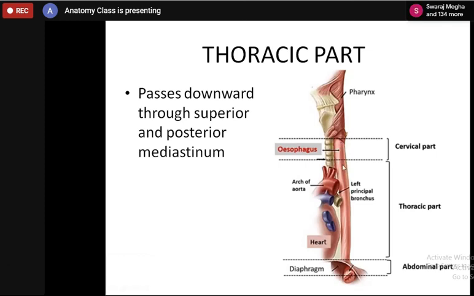Can anyone explain what is mediastinum? Define mediastinum. One of you, you can turn on your.